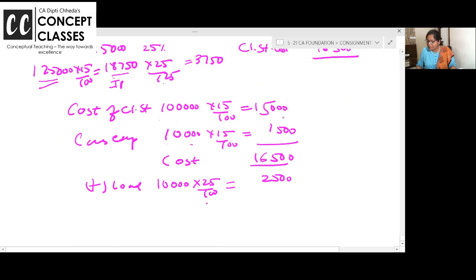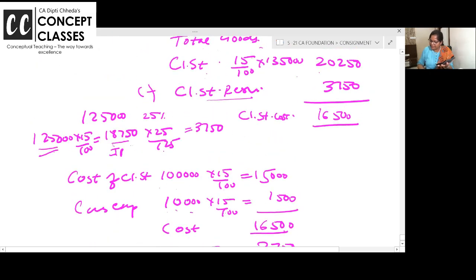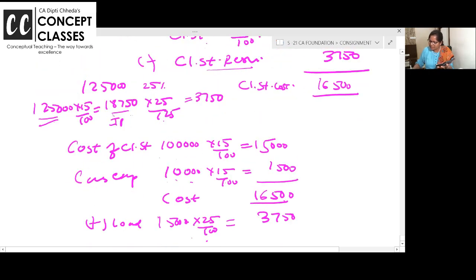15% of the 1 lakh goods are lying with you. Add to it 15% of the consigner's expense. Cost is 16,500. Now loading you will have to apply, right? So loading will be on 15,000 into 25%. 25% of the 15,000 cost. Loading 3,750. The same loading has come. Are you all getting the same loading?